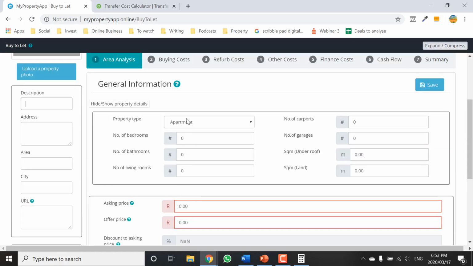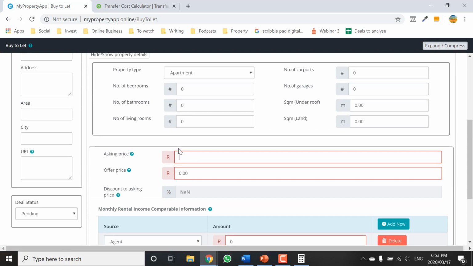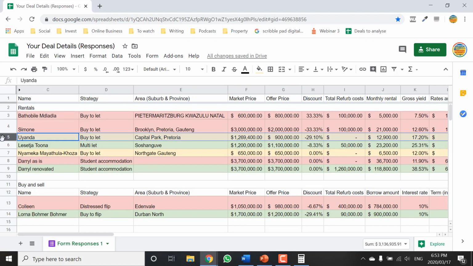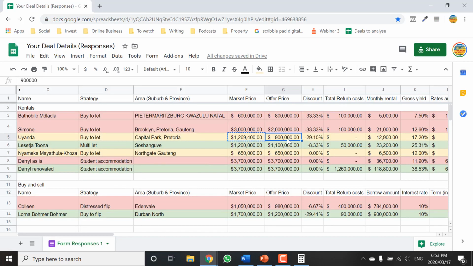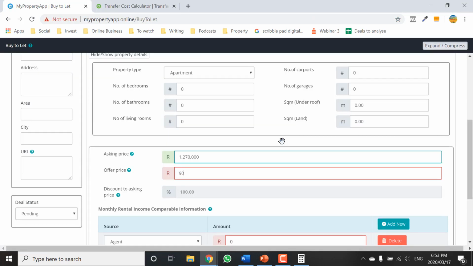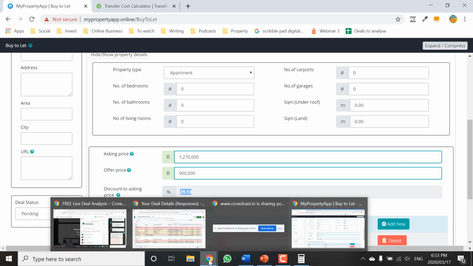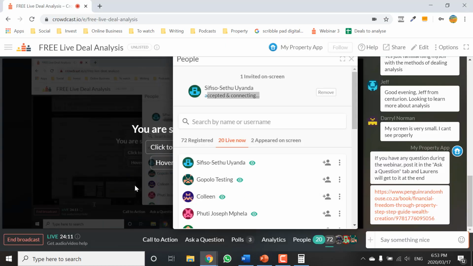Okay, so we're going to go here again. Now, I do have some information from him. He said that the market price is 1.27 million, so I'm going to put that in here. And he said he's going to try and offer 900,000. So that would be almost a 30% discount, which is quite aggressive. But if you can get a deal at a 30% discount, you are buying equity. You're pretty much buying your profit, and you're securing yourself with a great deal.